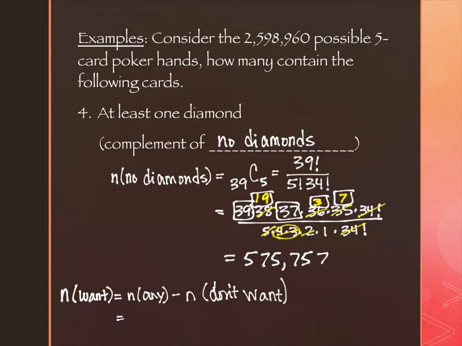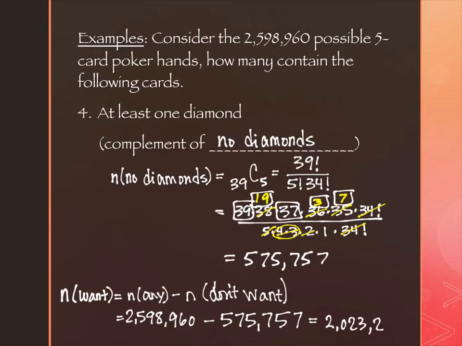So in ours, I have 2,598,960 minus 575,757. What does that give me? 2,023,203. Which isn't quite as nice as the last one, but it's lots of 2s and 3s. So I'll take it.